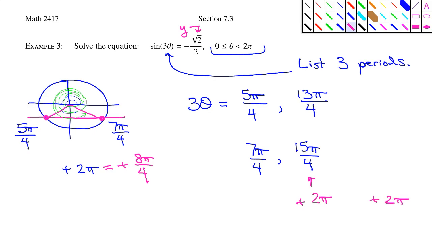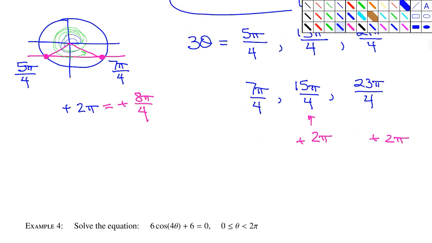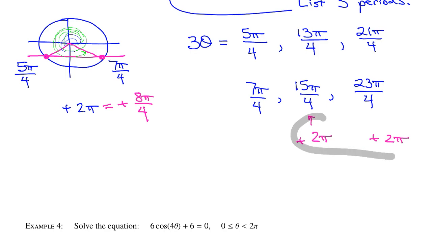Add another 2 pi to the previous answers, and 8 plus 13 is 21 pi over 4, and 15 plus 8 is 23 pi over 4. So we had the first rotation answers, 5 pi over 4 and 7 pi over 4, and then we got the second rotation answers, 13 pi over 4 and 15 pi over 4, by adding 2 pi to the first rotation. To get the third rotation, we added 2 pi to the second rotation, and it all worked out very well. Now, those are not the answers.